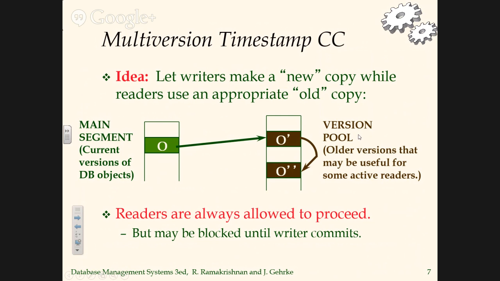So we have the main segment, which has the current version, and then we have a version pool which has essentially a linked list of older versions, and we can traverse this linked list until we find the version that was in action, basically, that was appropriate for our timestamp. So the version that was in effect when we started.